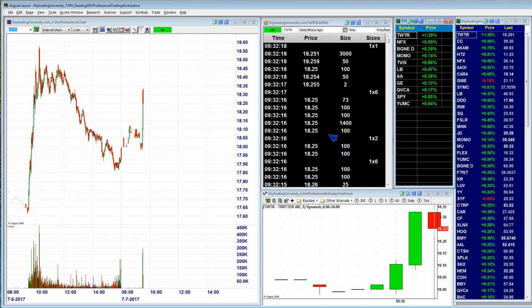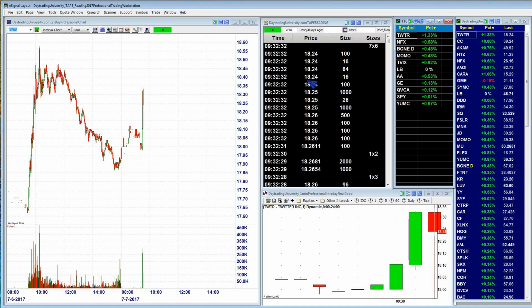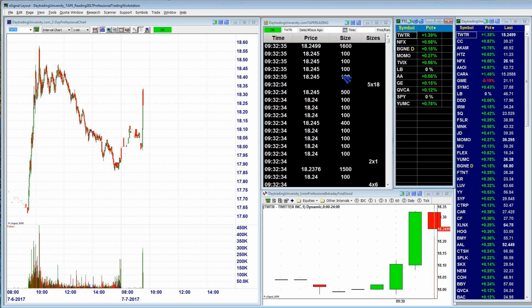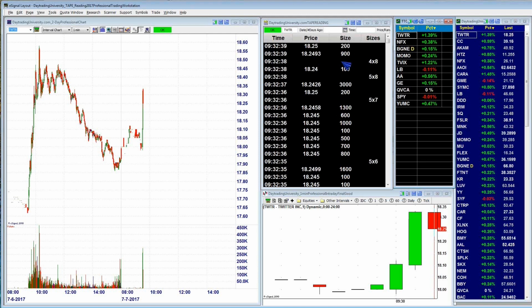Here's the main time and sales window in the middle of the display. What you'll see is the time column on the left, which is what time it is right now as we are talking. Price is the second column. What price of transactions are actually going off in the live market? What's the order flow? What are the sizes? And what you look for in tape reading is breakouts in price action and increasing size.